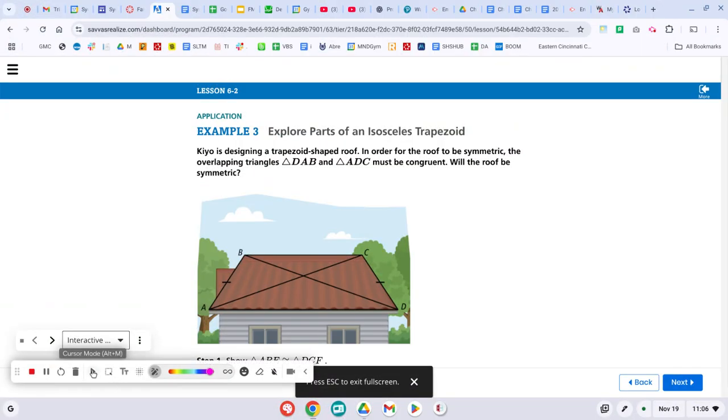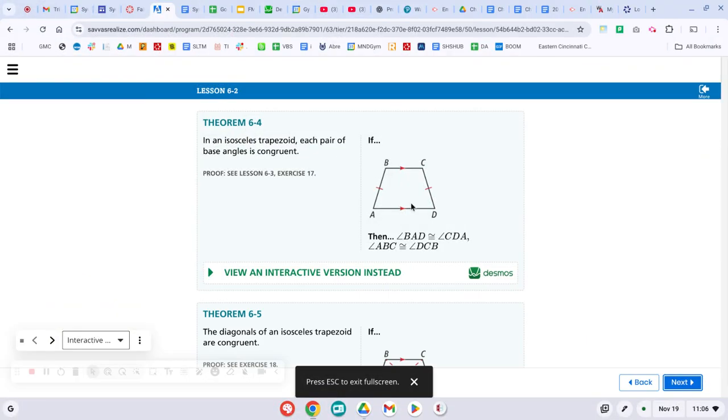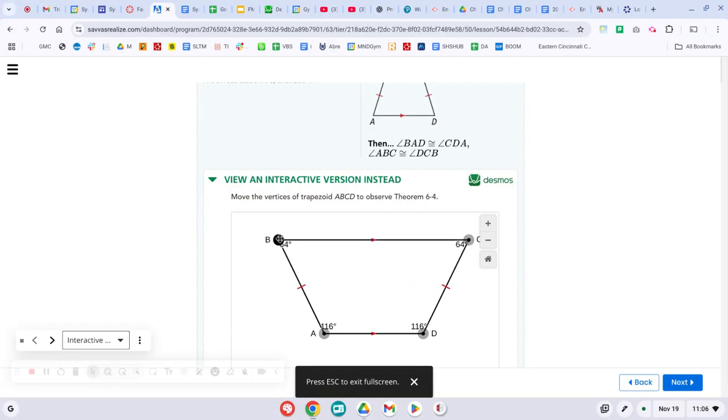Let's see. What's next? Base angles are congruent, so angle A is congruent to angle D. Angle B is congruent to angle C. Remember, you guys can play around with these. They're keeping it isosceles. This is a fun little thing to, it's almost a triangle, but it's not.